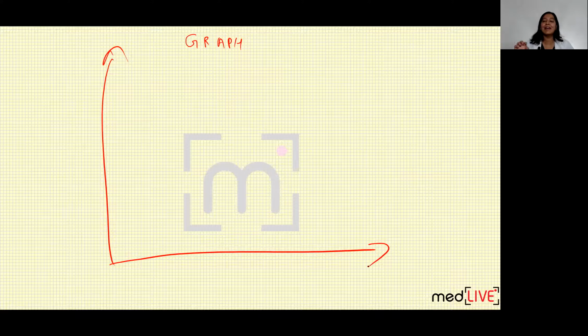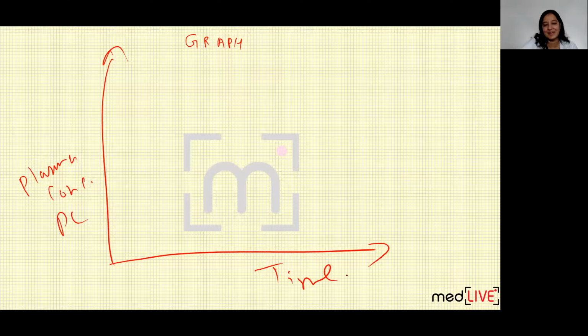calculate the bioavailability? On the y-axis, you take the plasma concentration of the drug. On the x-axis, you take the time. So a graph is plotted between plasma concentration and time. A graph is always plotted between the two things. On the y-axis, it is always the plasma concentration of that drug, and on the x-axis, it is the time.